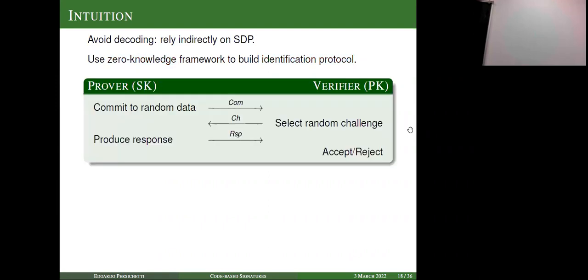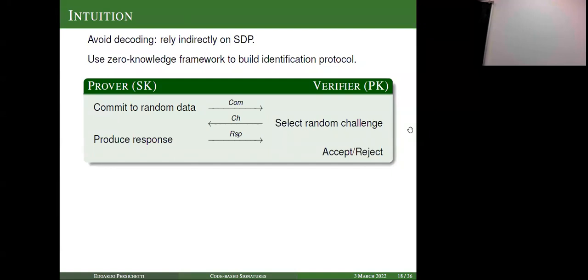The idea is that you have a secret, you commit to some random data that involves the secret somehow, you then receive a challenge from the verifier, and you produce a response. This response looks random, right? It's zero knowledge, so it doesn't communicate anything else, and then the verifier can accept or reject. So you prove that you effectively know the secret, but no one learns, not even the verifier, anything about the secret.